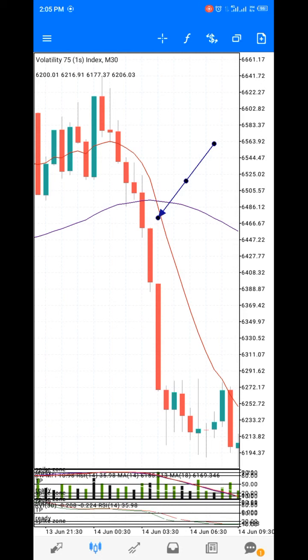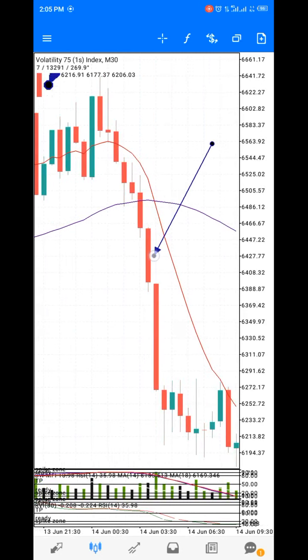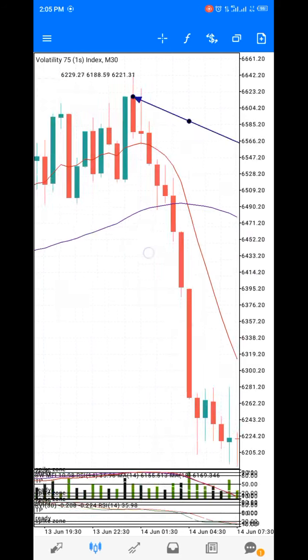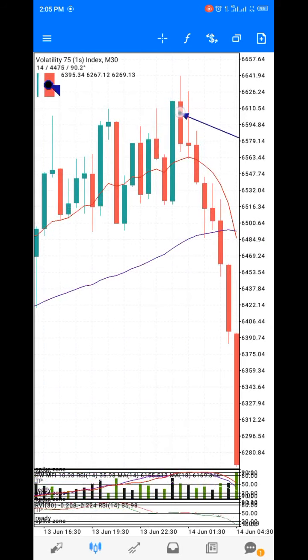If it is bearish, look at this. Yeah, it closed bearish. Look at this, little wick. And what happened? Let me zoom in. What happened? It closed bullish.